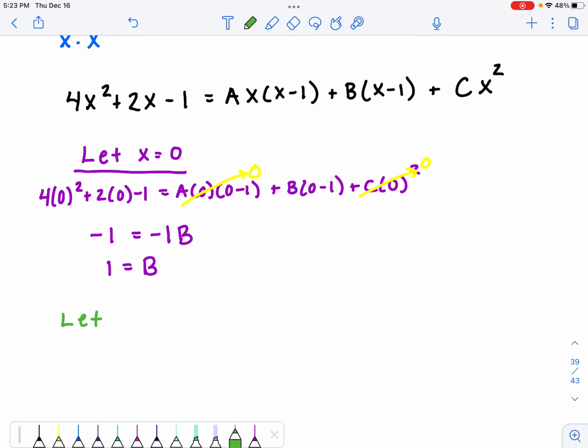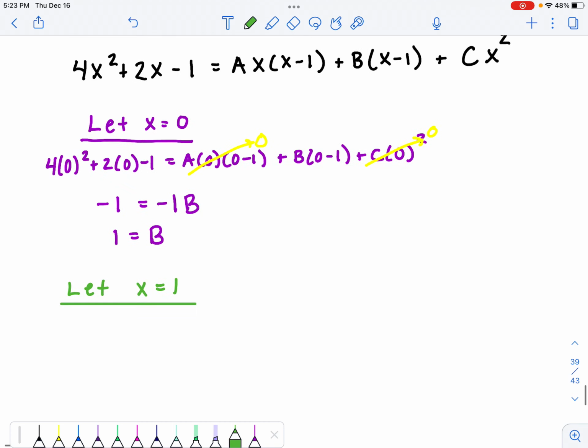So now the next easiest number to plug in is x equaling 1 because that'll cancel out the other terms. So if I let x equal 1, I'm going to get 4 times 1 squared, which is 4, plus 2 times 1, which is 2, minus 1. That's going to equal, the A term is going to cancel out. Anything that has an x minus 1 will cancel out. So I'm going to end up with C times 1 squared. So that's going to be 5 is equal to C. And then from there, I can't plug in another x value that will cancel out anything. But I do know that C is now 5 and B is going to be 1.